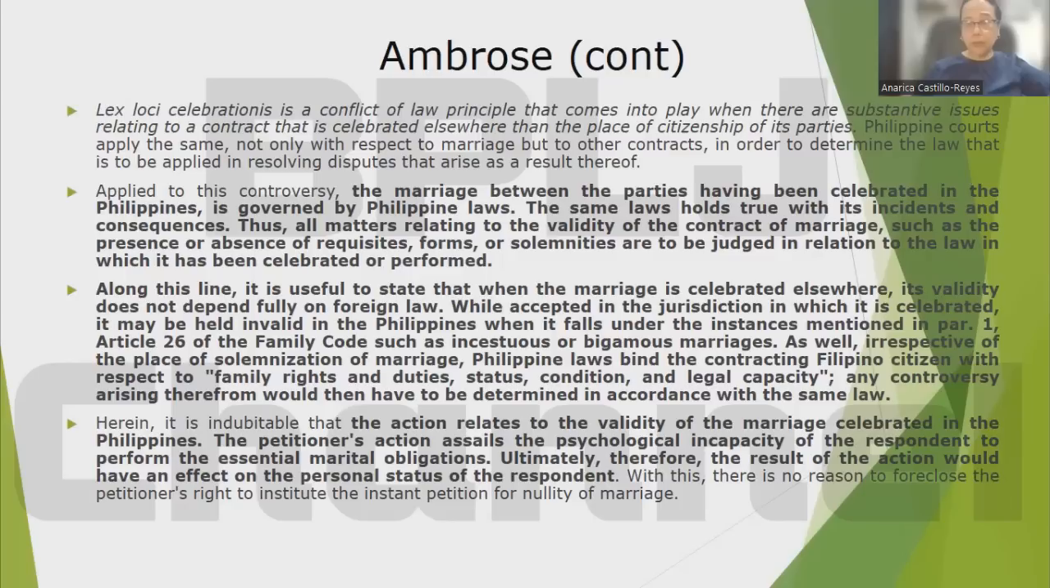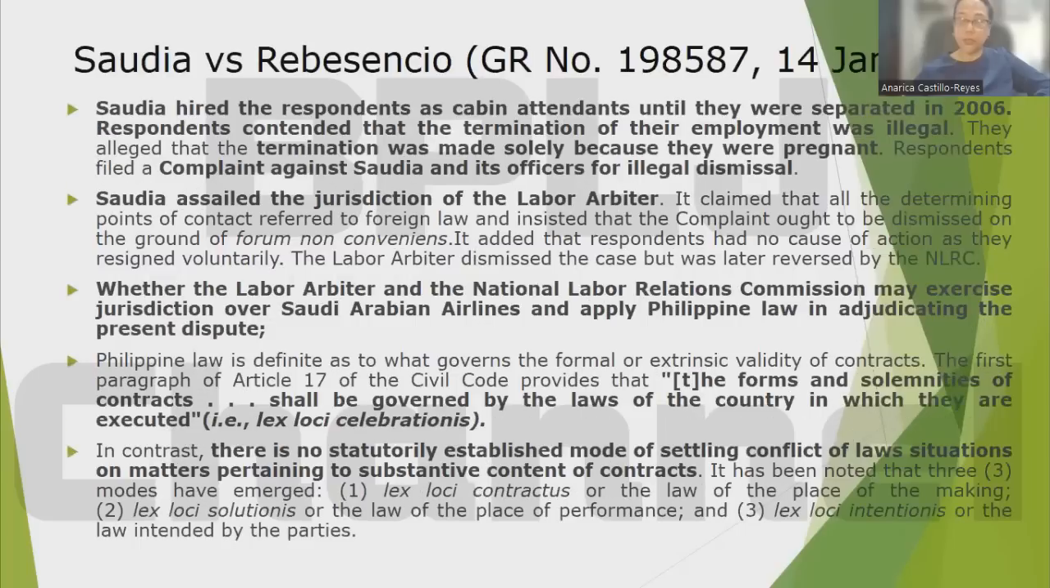The action relates to the validity of the marriage celebrated in the Philippines. The petitioner's action assails the psychological incapacity of the respondent to perform essential marital obligations. Ultimately, the result of the action would have an effect on the personal status of the respondent. With this, there is no reason to foreclose the petitioner's right to institute the instant petition for nullity of marriage. Remember, here, the wife remained to be a Filipino citizen. Although the one who invoked Article 36 of the Family Code is the American citizen, invoking the place of celebration of marriage. Okay?